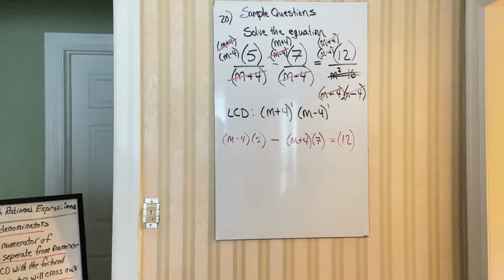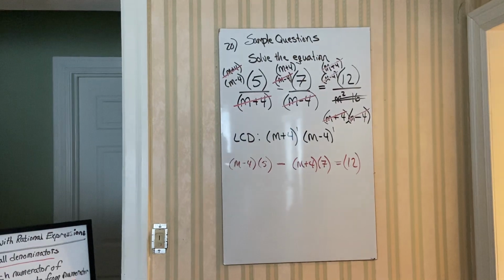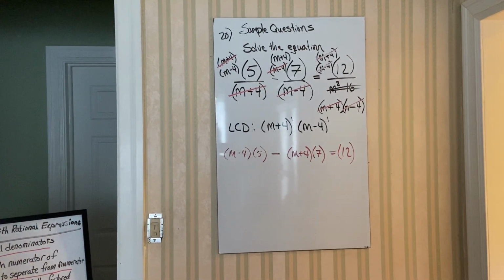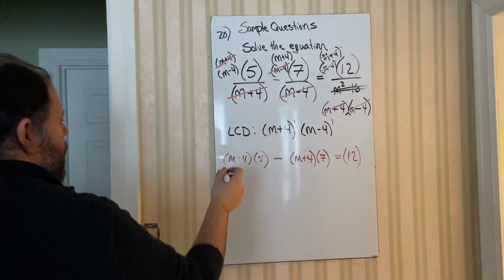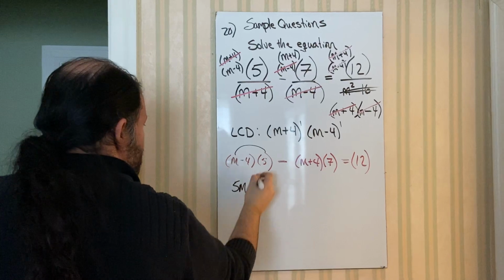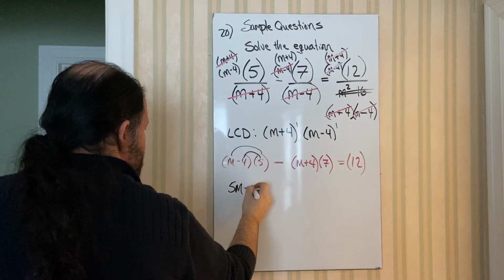Notice no more denominator. To get rid of these parentheses, we're going to distribute. So this one's not too bad. 5 times m is 5m. 5 times negative 4 is negative 20.